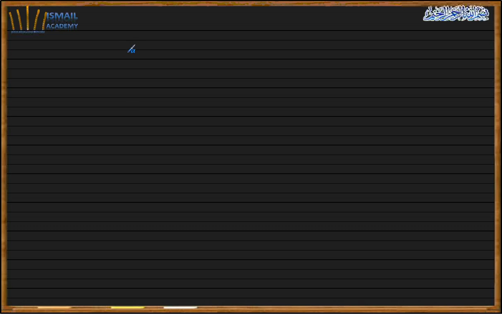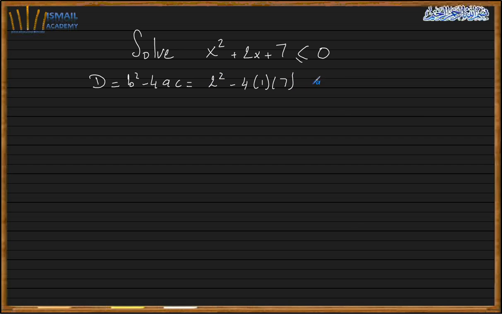So for example, I want to solve x squared plus 2x plus 7 is less than or equal to 0. Here again, I'm going to find my discriminant, b squared minus 4ac, which is 2 squared minus 4 times 1 times 7, which is 4 minus 28, which is minus 24. So the discriminant is negative, and we have a equal to 1, greater than 0, which means the graph is going to be above the x-axis. Here they ask me the quadratic should be less than 0. It's impossible because there is no input that gives me a negative output. That means this can never be negative, so I have no solution here.